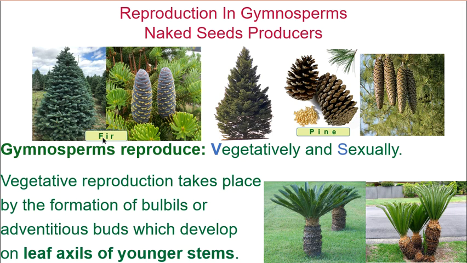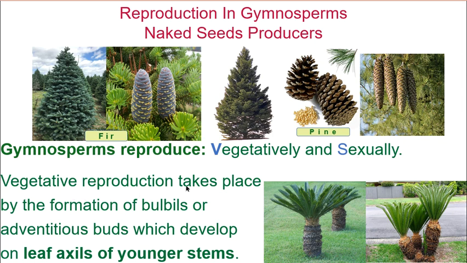First is the fir tree picture. This is the fir tree, it looks like this, and it produces cones like this. Fine. Now this is the pine tree, it looks like this and it bears cones like this. And this is cycas and it reproduces like this. Fine. Gymnosperm plants can reproduce in two ways. They can reproduce vegetatively and they can reproduce sexually also.